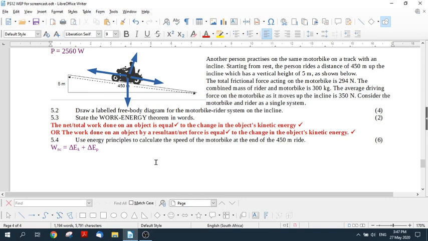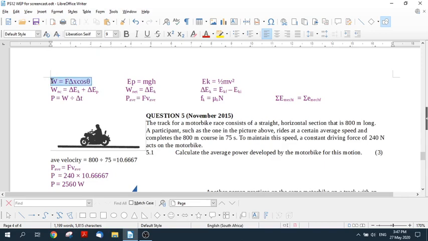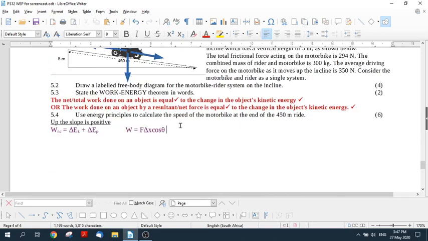So if we say up the slope is positive, then let's have a look here. My non-conservative work is going to be this applied force, because remember I'm going to be using this formula here as well. Look here, the work is equal to the force times the displacement times the cos of the angle. So I'm going to be substituting in for this non-conservative work with this formula. The first thing I'm going to look at is this applied force. So I've got a 350 Newton force.